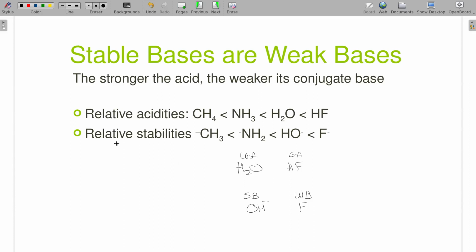Now, the thing about the stabilities is going to pay off later. It turns out if we have a strong acid, the base that's left over is more stable. So F minus is a more stable anion than OH minus is.